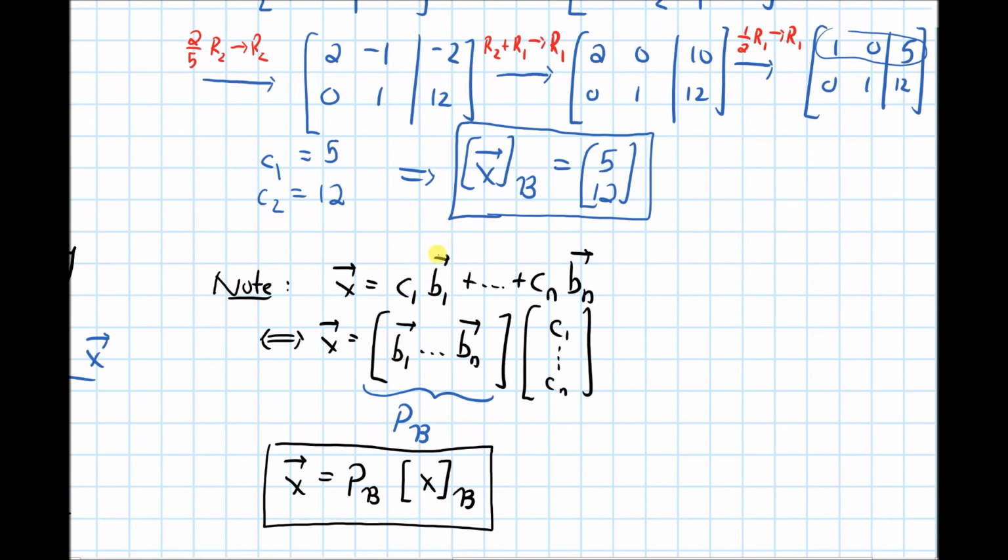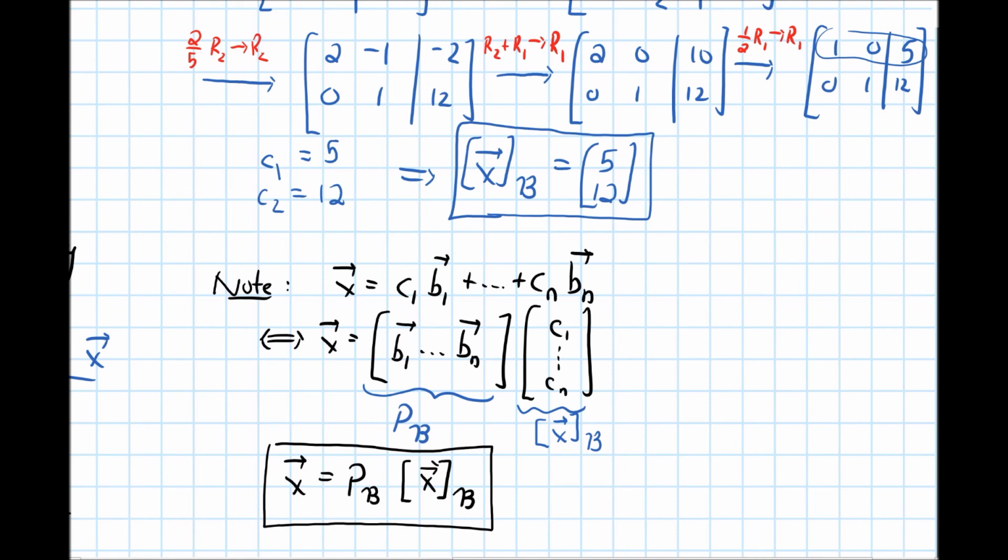So I can put the column vectors b1 up until bn as the columns in some matrix. And that's going to get multiplied by the vector that has c1 up until cn, those weights, as the entries of the vector. So this matrix with the basis vectors in it is called P_B, or P subscript B. And notice that this vector right here that has c1 up until cn in it, well, that's just my coordinate vector. That's the coordinate vector of x relative to this basis B.